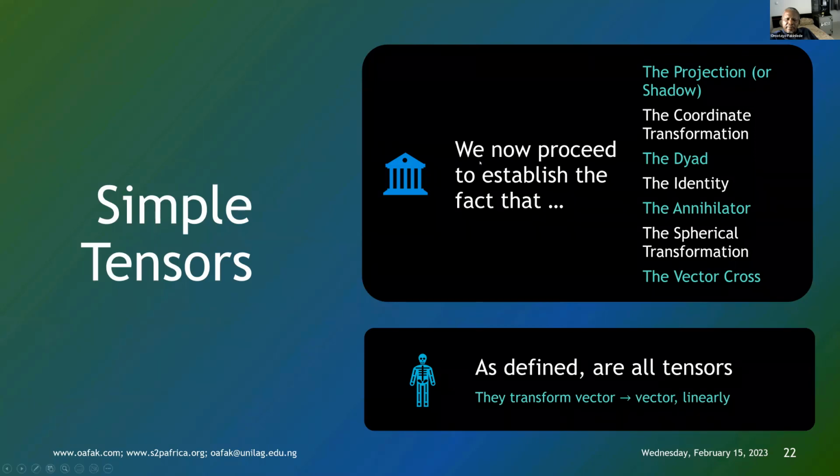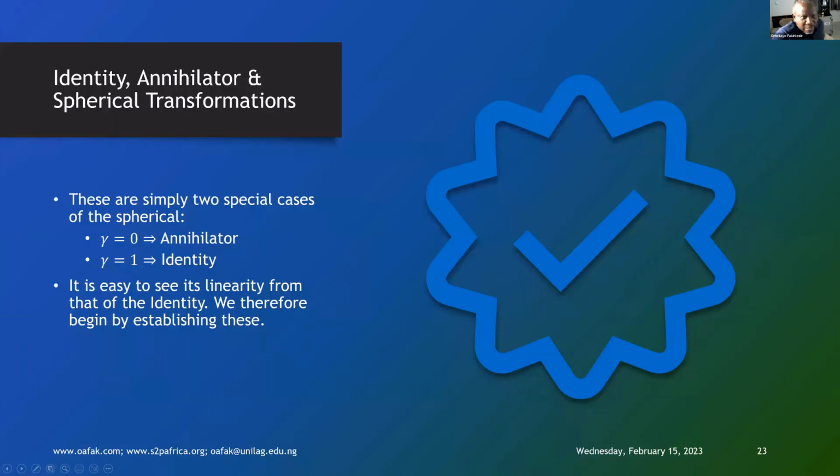Okay, so we are now going to take a look at the identity, the annihilator, and the spherical transformations. These are simply special cases of the spherical, because in the case of the spherical, if gamma is 0, you have the annihilator tensor. If gamma is 1, you have the identity tensor. If gamma is arbitrary, you have the spherical tensor. So all three are exactly a part of the same idea. It is easy to see its linearity from that of the identity. We therefore begin by establishing this.